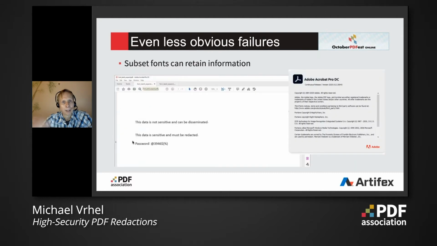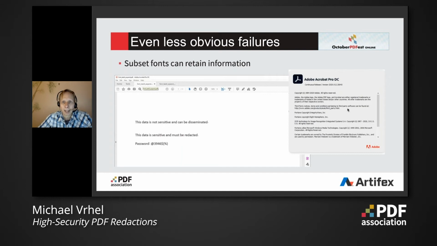Now we have a category that I call the even less obvious failures. And that is one where subset fonts can still retain information after doing redaction annotations. The idea of a subset font is that instead of embedding the entire font into the document, only information about the characters or glyphs that exist in the document is stored in the document. So if I only had one letter, for example, in my whole entire document, then that would be the only letter that's stored in the font.